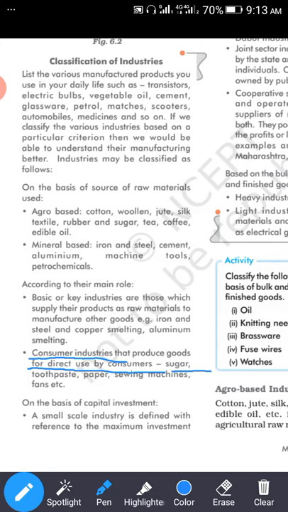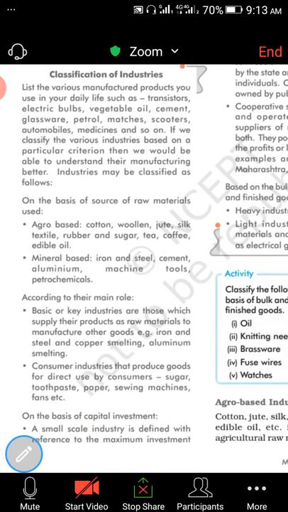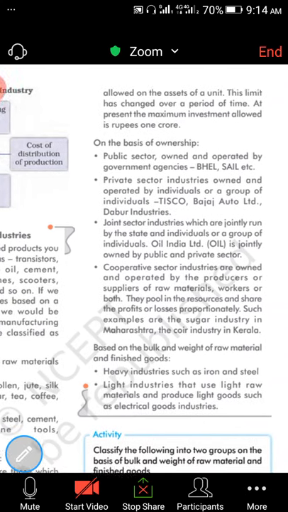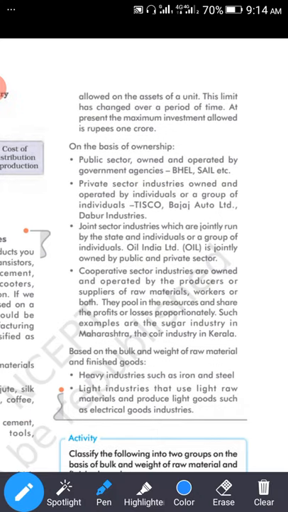The next one, I think no confusion, is on the basis of the capital investment. On the basis of the capital investment, there are two types of industry, small scale industry and large scale industry. Small scale industry means less than 1 crore, and large scale industry means more than 1 crore. Is it clear? It is very simple, based on the investment of the capital.